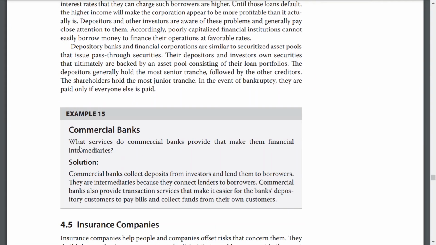Depository banks and financial corporations are similar to securitized asset pools that issue pass-through securities. Through deposits, investors own securities that ultimately are backed by an asset pool consisting of their loan portfolios. The depositors generally hold the most senior tranche, followed in order by the other creditors. The shareholders hold the most junior tranche. In the event of bankruptcy, they are paid only if everyone else is paid.